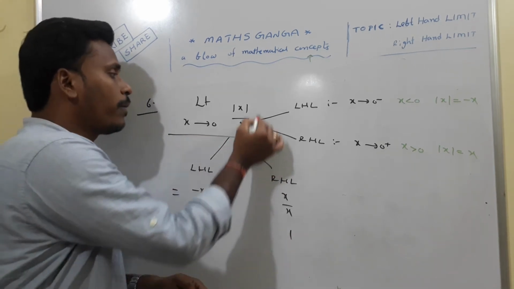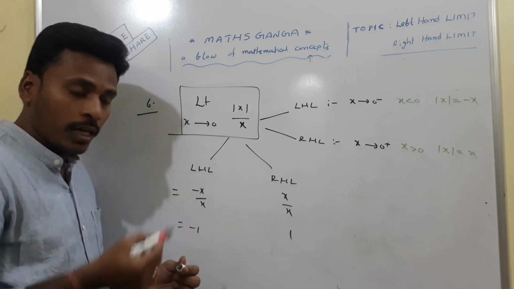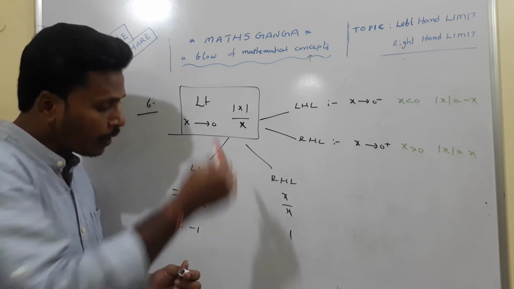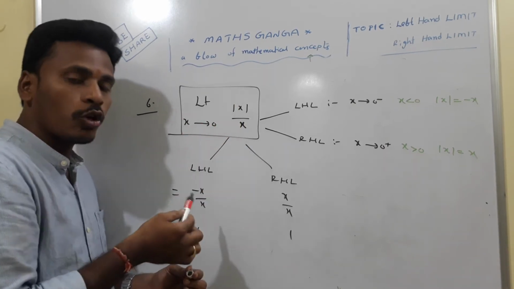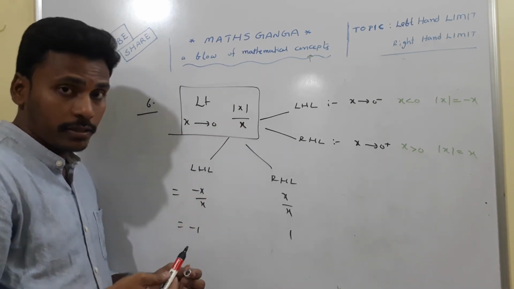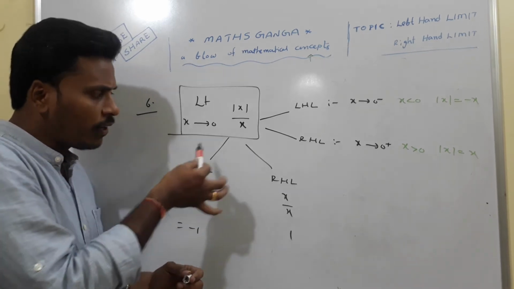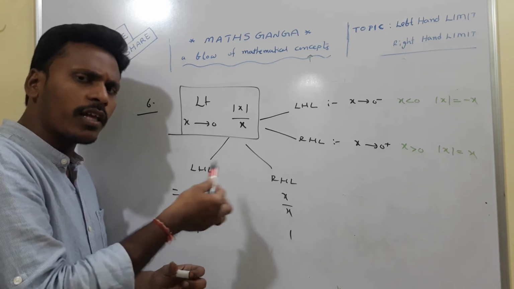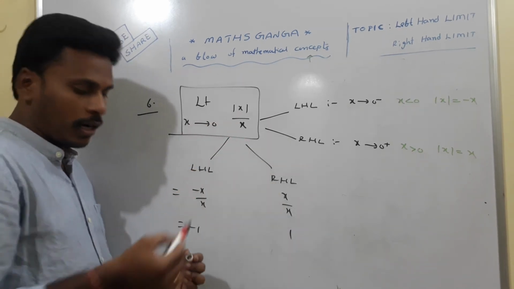So for the function limit x tends to 0 of mod x by x, the left hand limit value is minus 1, whereas the right hand limit value is 1. Again, for this function at 0, the limit does not exist. At other points, the limit exists. We are able to discuss the same thing with the graph also, but now here it is algebraically.